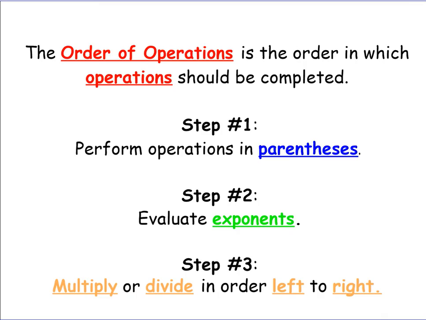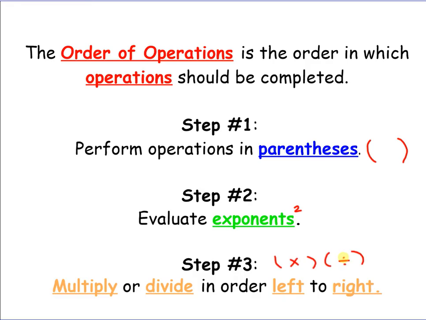The order of operations is the order in which operations should be completed, especially when you have a problem that has multiple operations. Step 1 is to perform all of the operations inside the parentheses, and parentheses are the little hugging symbols. Step 2 is you are going to evaluate everything in the problem that has exponents, and we talked about exponents not too long ago. Exponents are the little number on top of other numbers that tells you to multiply times itself a certain amount of times. Step 3, you're going to do multiplication and you're going to do division.